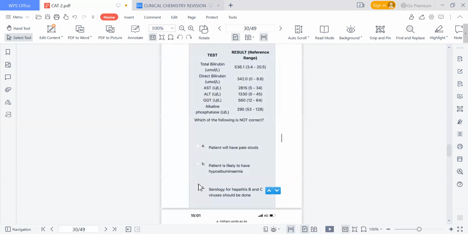But I agree with those who said choice C, that serology for hepatitis B and C should be done. A patient will have pale stools because GGT and ALP are high. So if there's some sort of obstruction, bile is not leaving to get into the stool. So the patient will have pale stools.